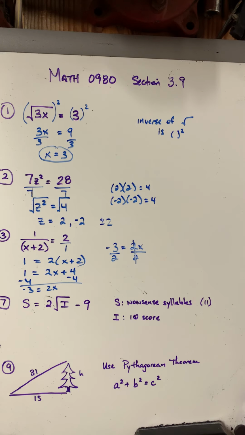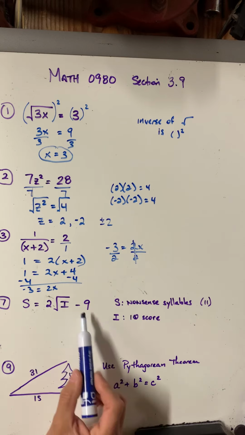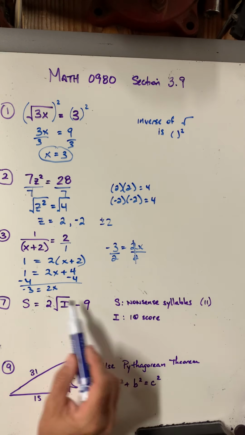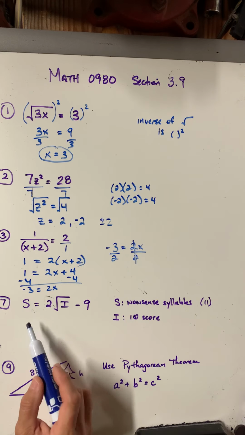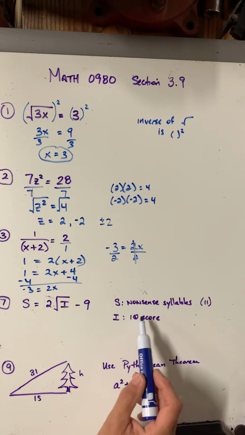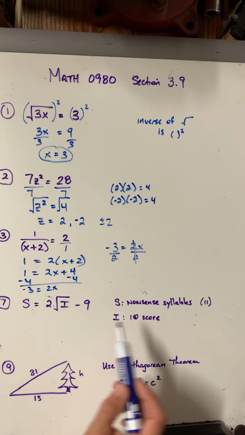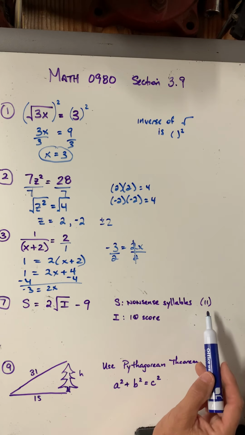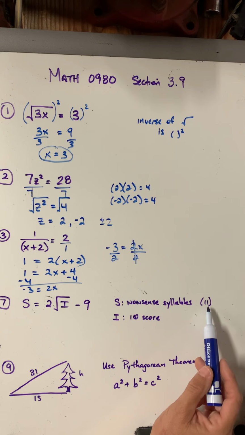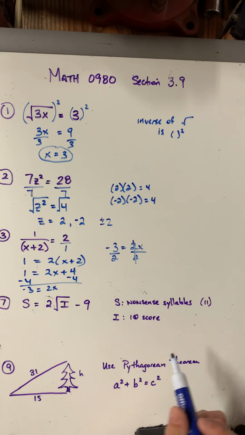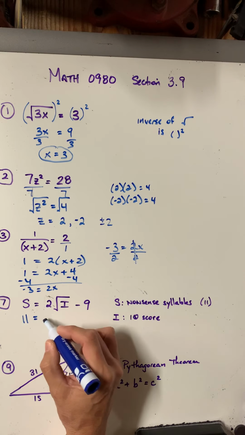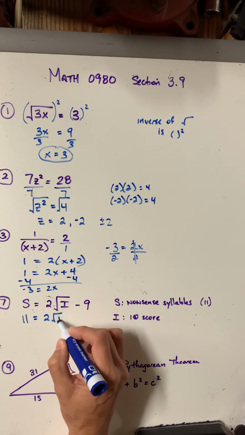All right, let's look at number 7 real quick. It's a story problem, and it gives you a bunch of information, but the important thing is it gives you this formula, where S stands for nonsense syllables and I stands for the IQ score. In my problem, they said, if the nonsense syllables were 11, then what would the IQ score be? So I would replace the S with 11, and then I would solve this equation.